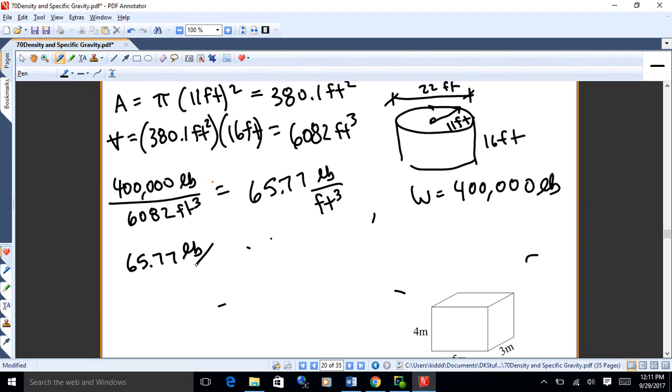And then we can take that and divide it by the standard density of water, which is 62.4. That's on your formula sheet as well. And that gets you the specific gravity. Now that's a unitless number, okay? It's about 1.05. It's just a ratio of whatever you've got. If it's a liquid or a solid, usually you compare it to water.